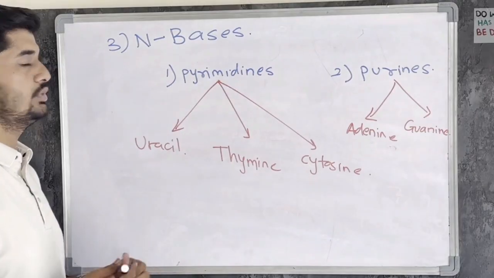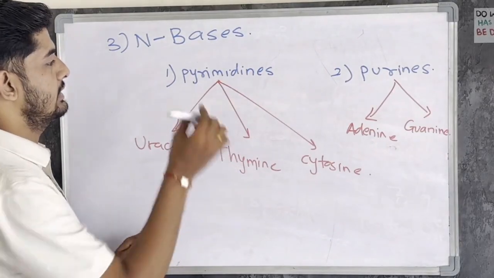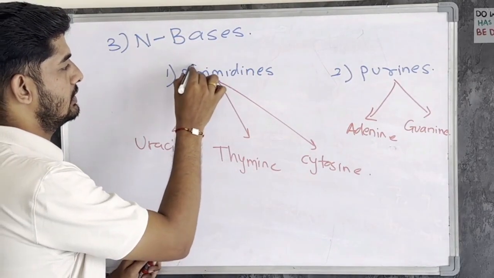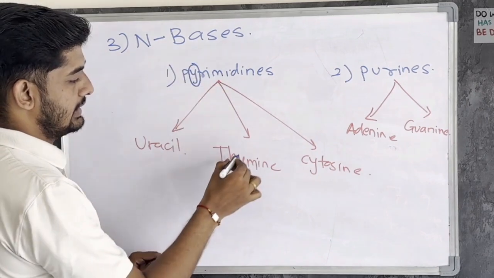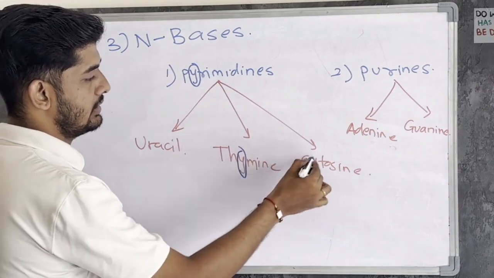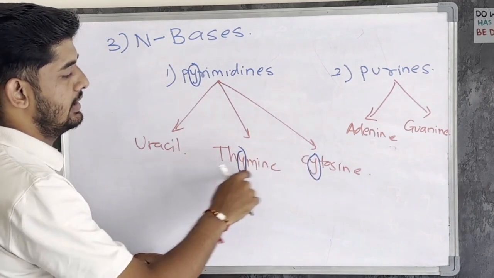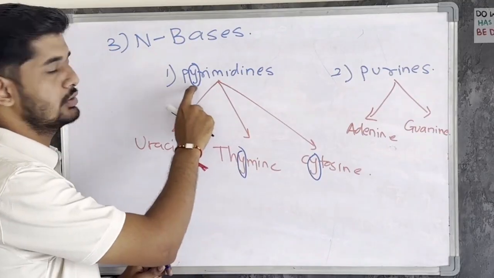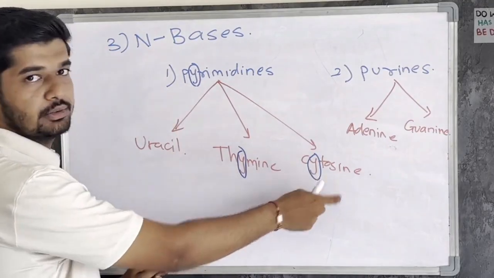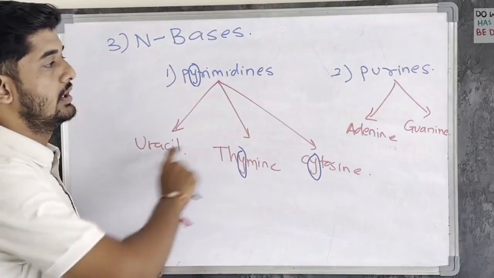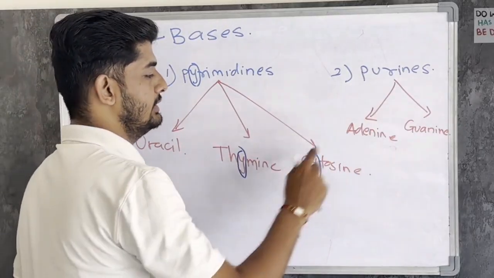Now to avoid confusion, or to remember: in the spelling of pyrimidines, there is the presence of Y. So the bases that have Y will be our pyrimidine bases. So in cytosine there is Y, in thymine also there is Y, and in pyrimidine there is Y. So the bases are thymine and cytosine, and we can remember the uracil. While in purines, only adenine and guanine are present.